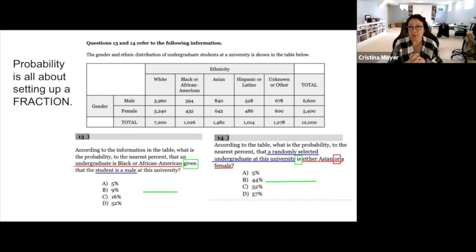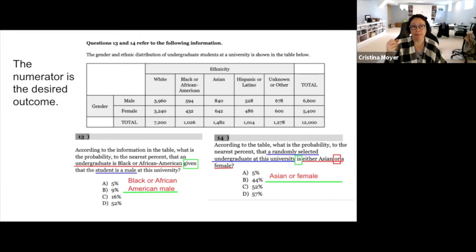Instead, you really have to think about what is your total, your total population that you're drawing from, and what is your desired, what are you hoping to sort of select out? I have a bag of marbles, that's my total, and I'm trying to pick a particular one or a particular color. That would be my desired. So we want to remember that the desired outcome is our numerator.